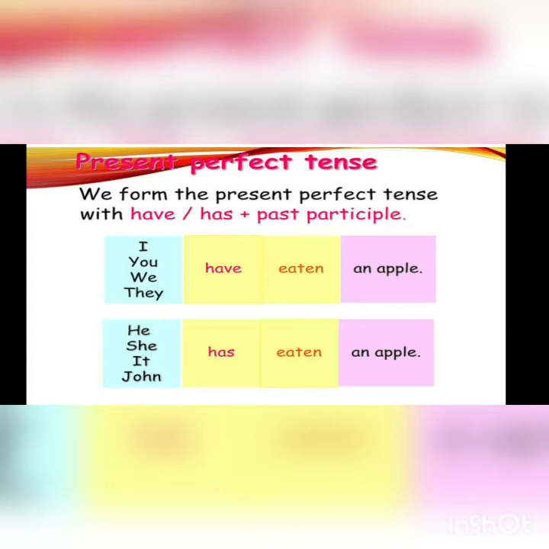John has eaten an apple. So John is the subject because John is the one who has done the action. Has is the helping verb. Eaten is the third form of verb. Eat, ate, eaten. And an apple is the object.